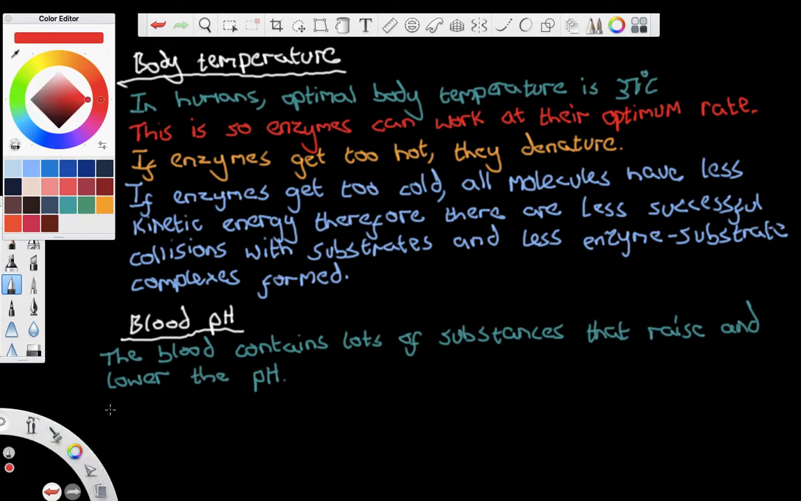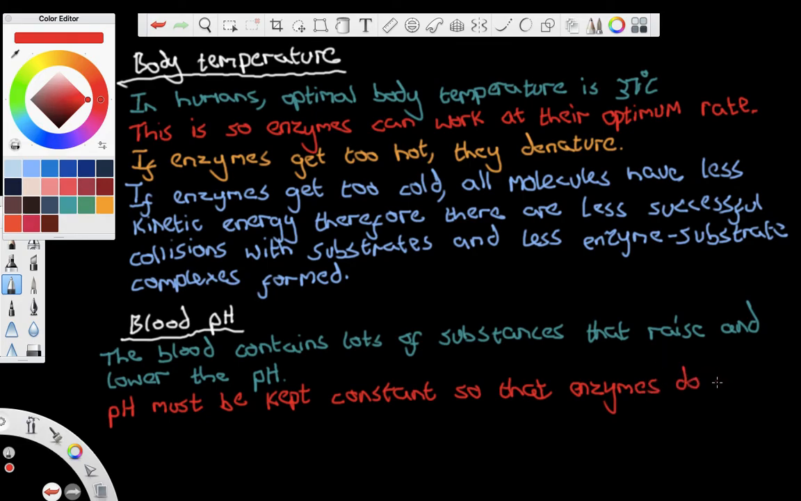denature. So pH must be kept constant so that enzymes do not denature. Okay?